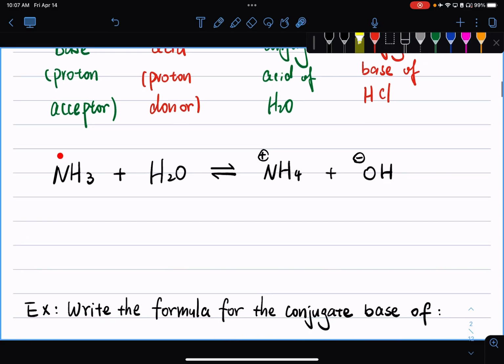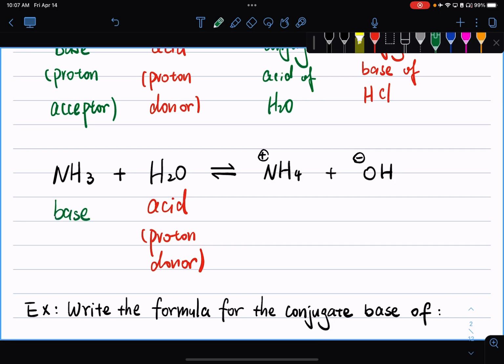So an example here is ammonia reacting with water, forming the ammonium cation and hydroxide anion, or NH4 plus and OH minus. In this case, one proton is being transferred from water to ammonia. So now your water is acting as an acid or a proton donor, and your ammonia is acting as a base or proton acceptor.